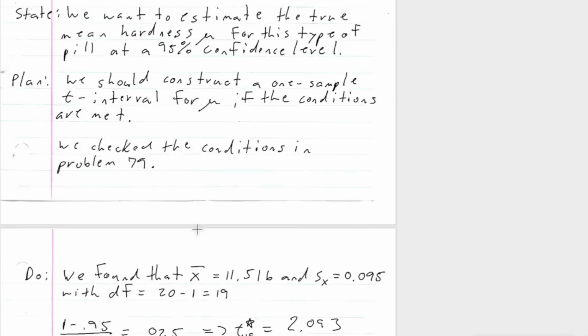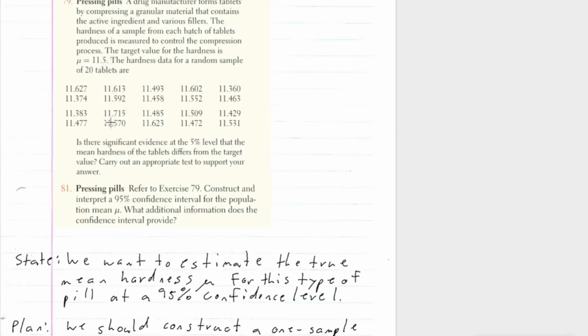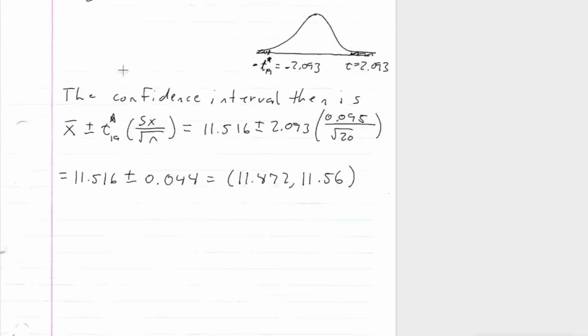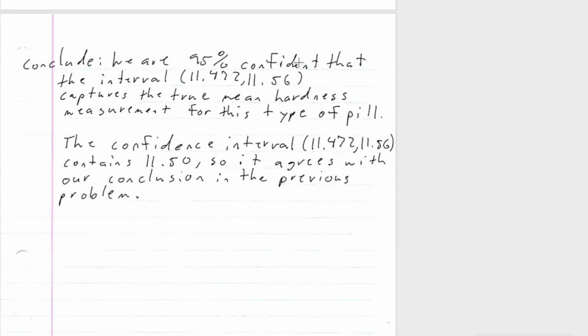At least from this conclusion, the mean definitely could be 11.5, whereas in a hypothesis test, we had to fail to reject the null hypothesis, which stated that the mean was 11.5. So to conclude, we are 95% confident that the interval 11.472 to 11.56 captures the true mean hardness measurement for this type of pill. That confidence interval contains 11.5, so it agrees with our conclusion in the previous problem, to fail to reject the null hypothesis that the mean was 11.5.